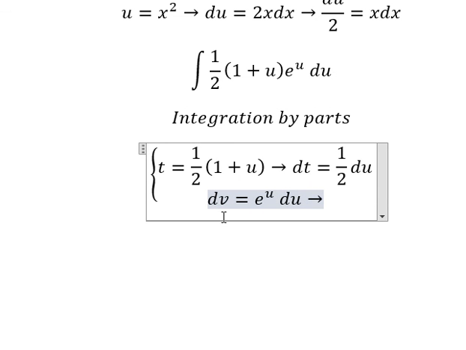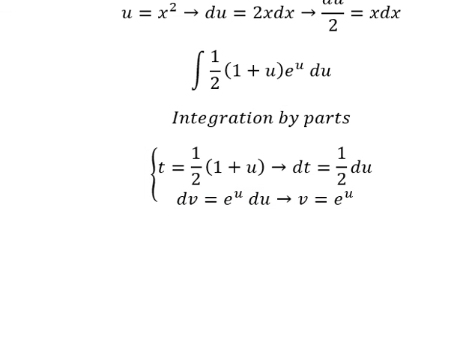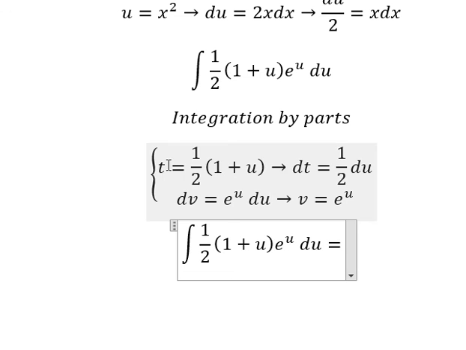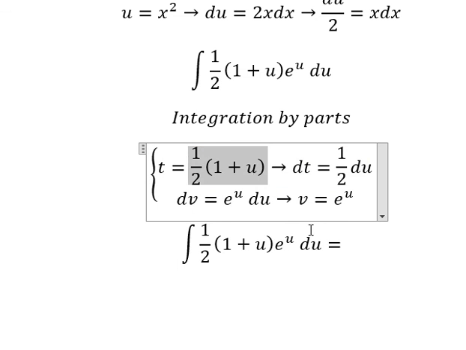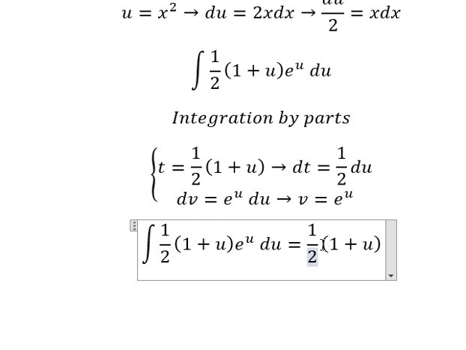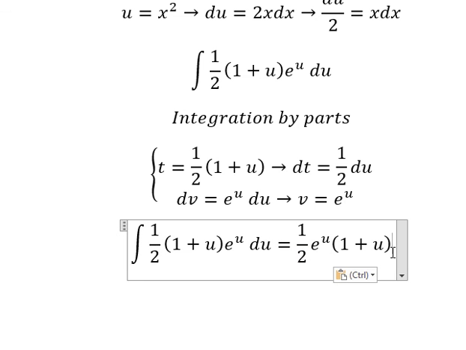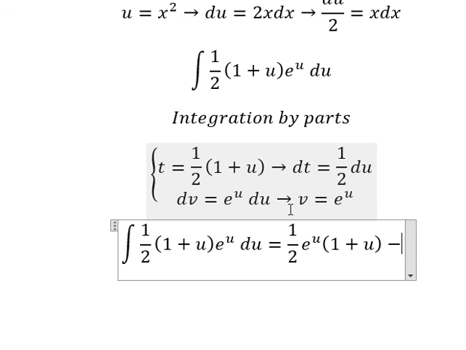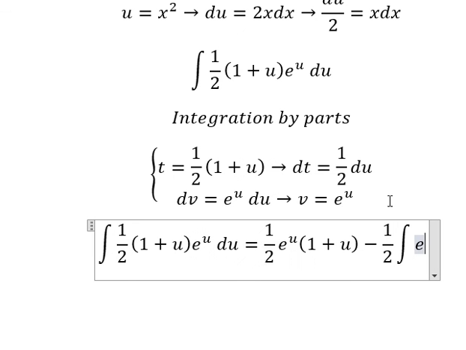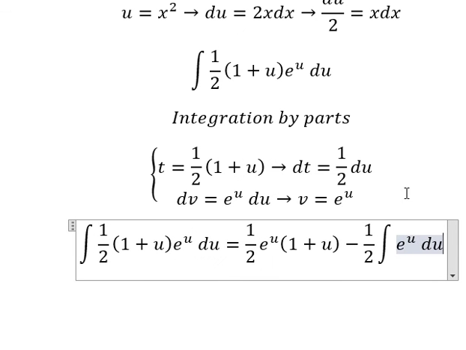So the integration of this one, we have v equals e to the power of u. So we have t multiplied by v, this one and this one, minus t multiplied by v, and we have 1 over 2 with the integral of e to the power of u du.